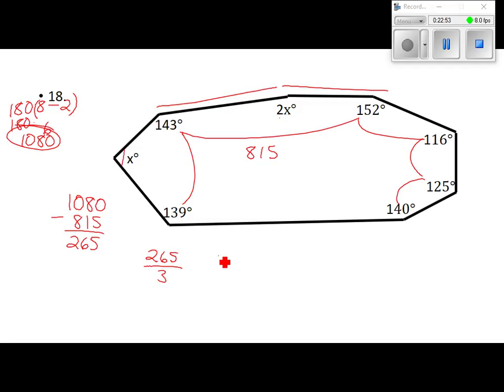88 plus 0.3 repeating. 88, and remember, I don't like the 0.3 repeating. What is that as a fraction? 1/3. So 88 and a third is what x equals. And then 2x is 176. I think all it asks us to do is find x, right? So let's stop right there.